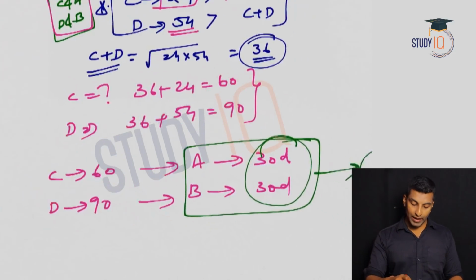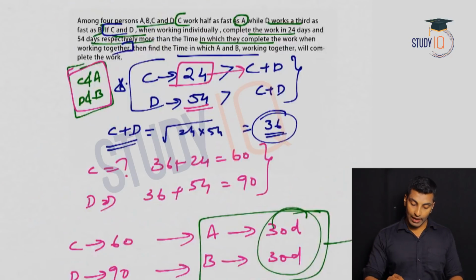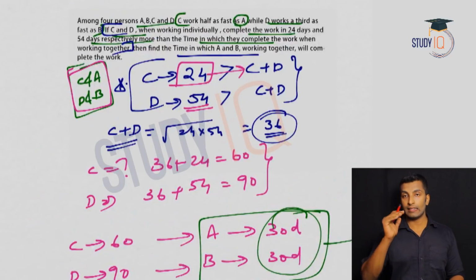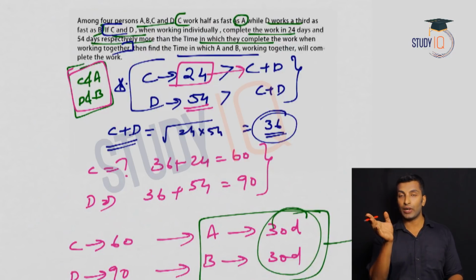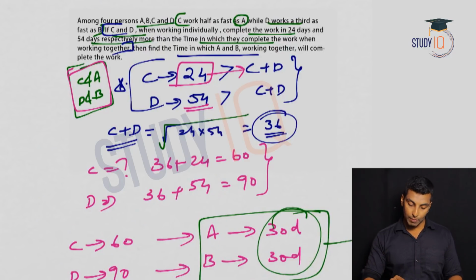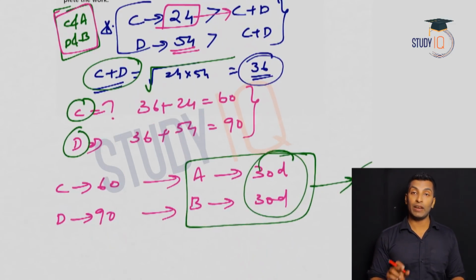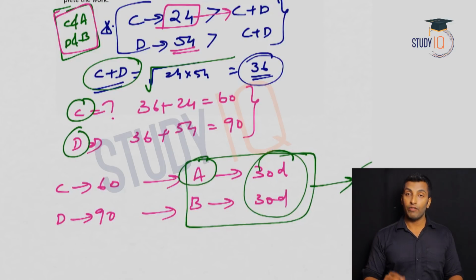So what all concept we applied here? We applied the one which we have learned last, that is, C takes X days more than C plus D, D takes Y days more than C plus D, then C plus D together will take root XY. So we got the C plus D. From that we got C, then we got D. Then we know the relation between A and C, so we got A.